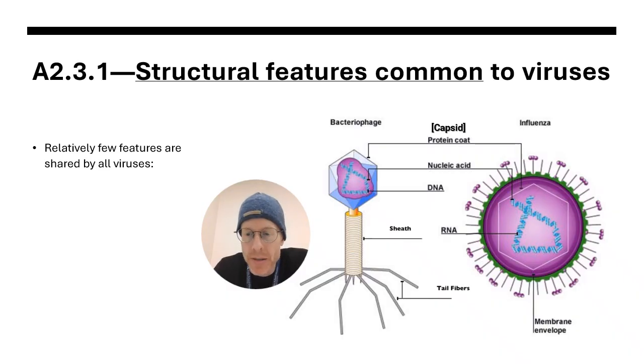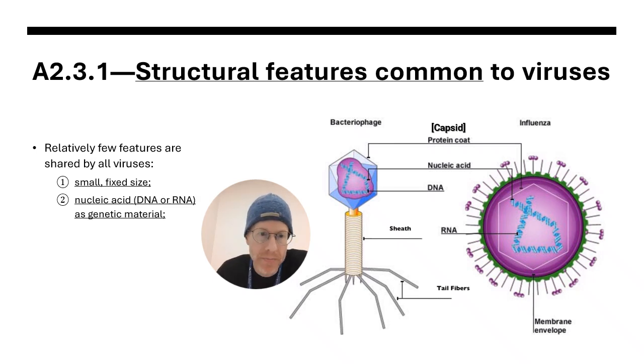All right, the first learning outcome is about what viruses have in common. What structural features do they have in common? First, they're all very small, smaller than bacteria. Second, they all have genetic material composed of either DNA or RNA. Third, they have what's called a capsid, which is made out of protein, and that encloses the genetic material.